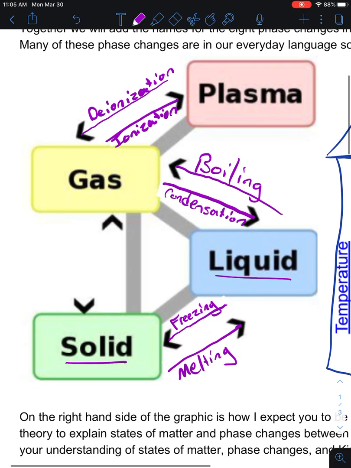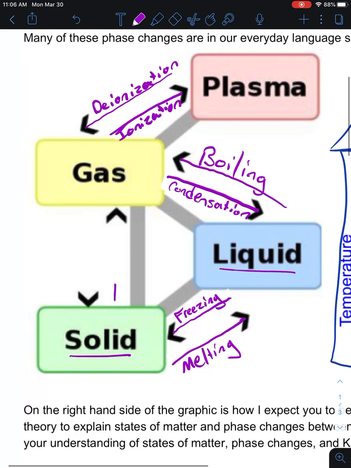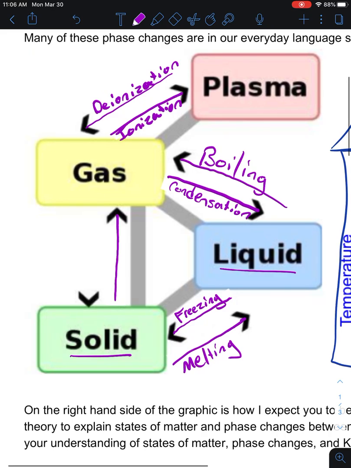Last two. If anyone has been skiing out in the Mountain West, you may have actually seen this happen. A solid going directly to a gas without going to liquid first. We'll see this on some nice, warm, low-pressure days in the mountains where it will snow. And that snow pile will actually completely go to gas. It'll look like it just disappears without forming a puddle via the process called sublimation.